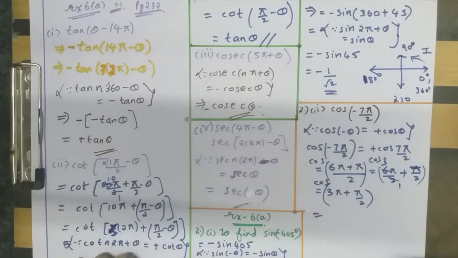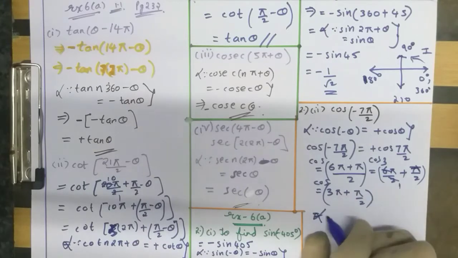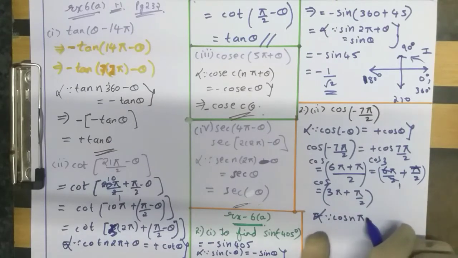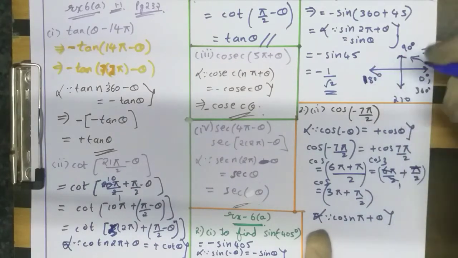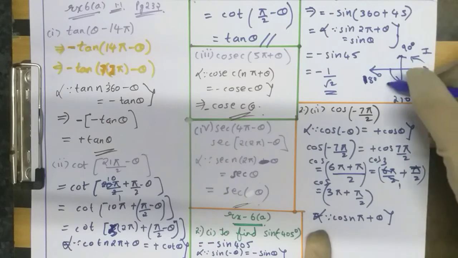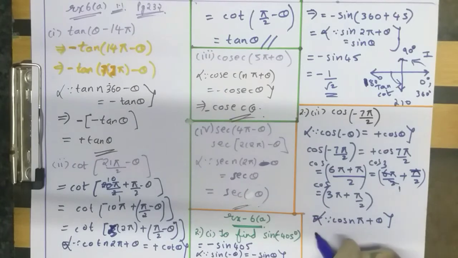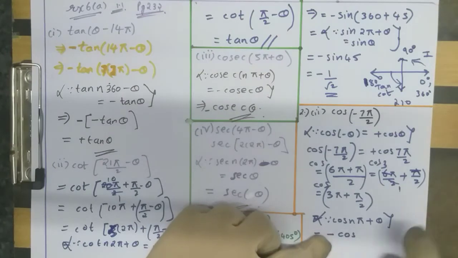Now, it is in the form of cos n into pi plus theta. What is cos n into pi plus theta? Cos n into 180 plus theta. Here theta is pi by 2, that is 90, n is 3 and pi is 180. So cos n into pi plus theta means it is in the third quadrant, 180 plus theta. We have to go like this now. So if you are coming like this, 180 plus theta means it is lying in the third quadrant. In the third quadrant, we know only tan and cot are positive, cos is negative. So we have minus cos 180 plus theta, where theta here is pi by 2, so 90.